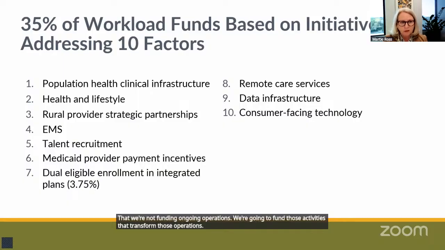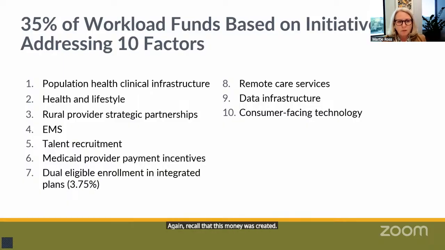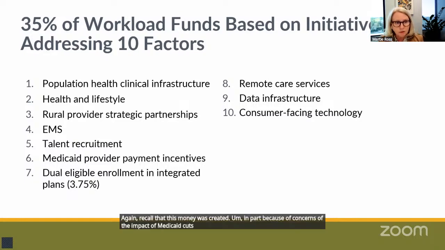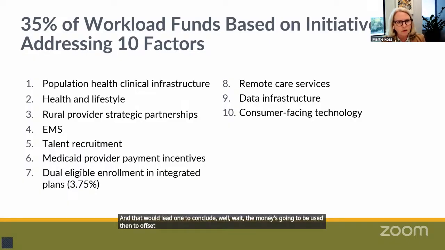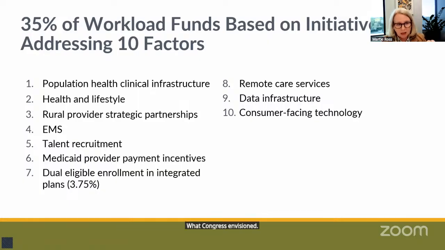Again, recall that this money was created in part because of concerns of the impact of Medicaid cuts on rural hospitals. And that would lead one to conclude that the money's going to be used then to offset that lost revenue. That is not the case. What Congress envisioned was, if the Medicaid cuts are going to hurt you because you're living in a fee-for-service world, we need you to transform the system so that you're more efficient, you're achieving better outcomes. And that's what this money is being made available to the states to accomplish. Next slide.